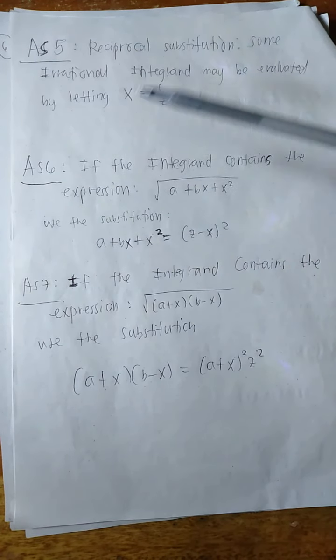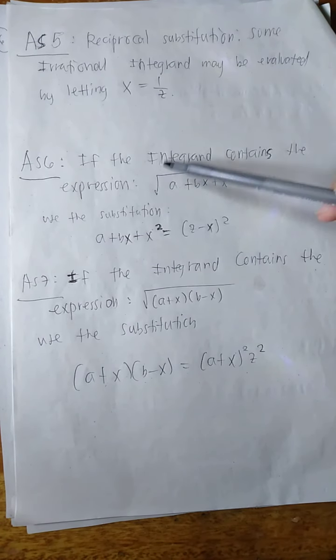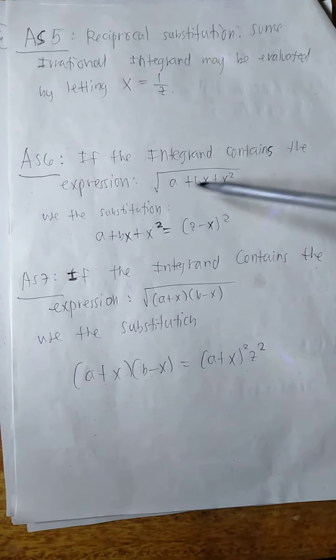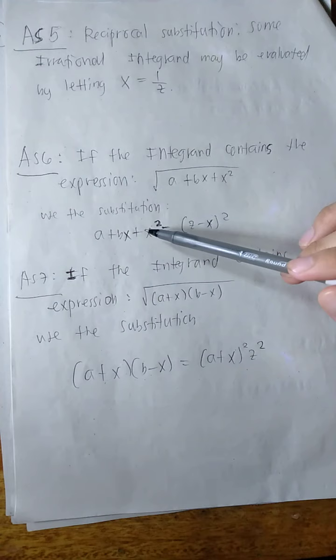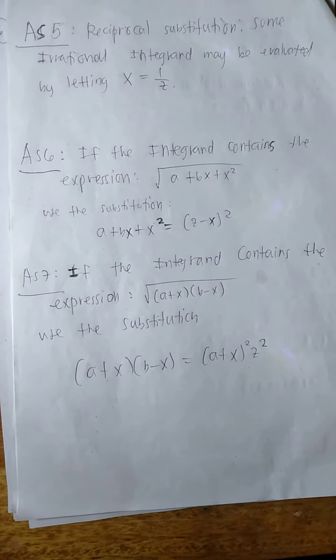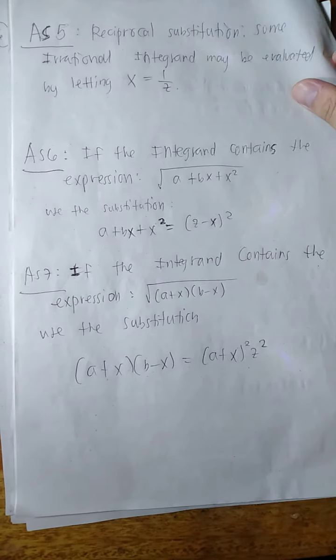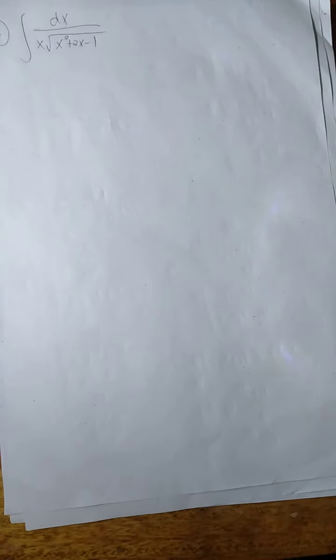So the number 6 rule natin is this. If the integrand contains the expression square root of a plus bx plus x squared, so under a square root, then our substitution is a plus bx plus x squared equals z minus x, all squared. So we'll be utilizing this substitution. Let's check now this sixth problem natin.